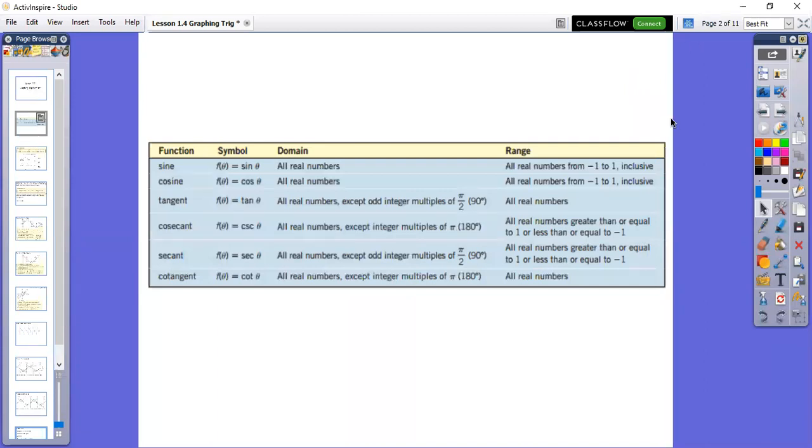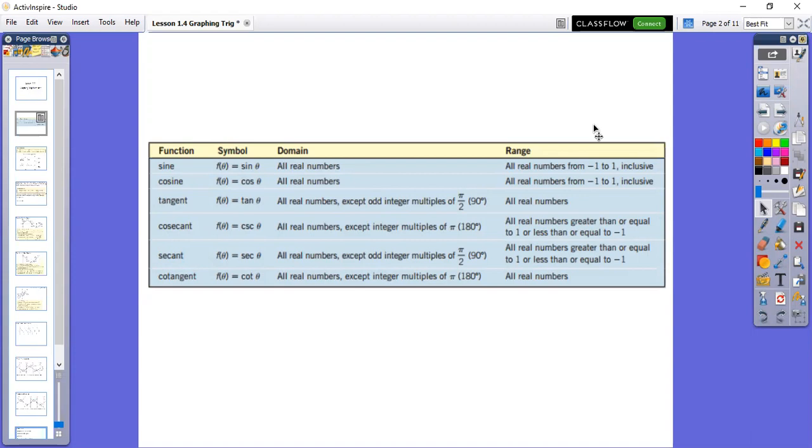So here's some information about the domain and range of these different trig functions. We're just going to run through why this is true real quick. So domain, sine and cosine, all real numbers. You can input anything into sine and cosine. It'll give you out some value. But that value, the range will be between -1 and 1.